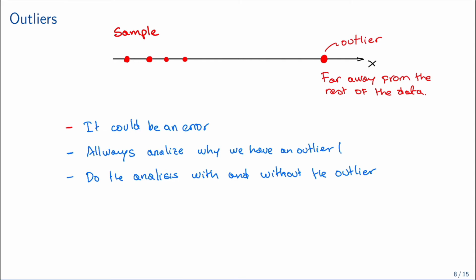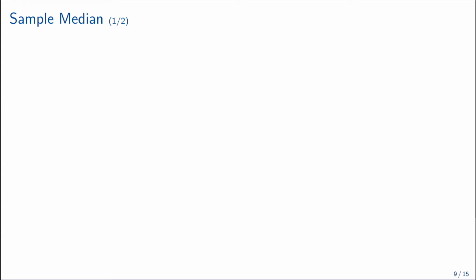Later on, as you progress in the analysis that you're doing, you can make some conclusions about the outlier, but just keep it in there. Do not delete it from your data. It could be telling you something important and you never know. Okay, sample median.